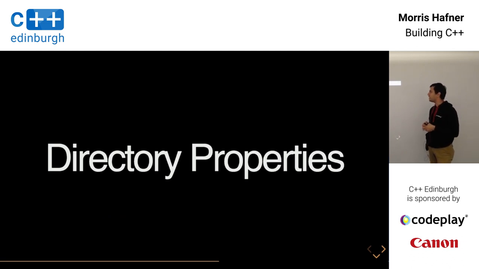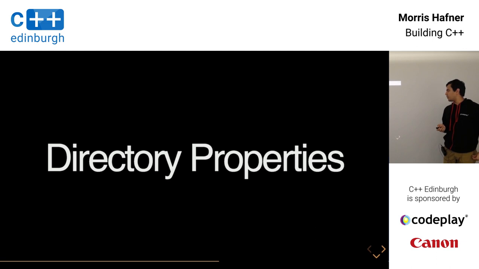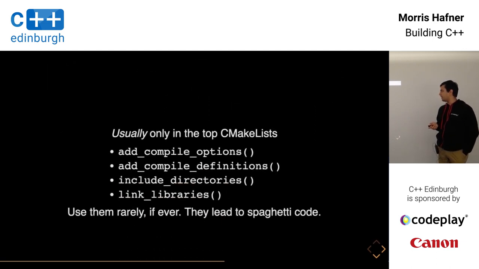Not only targets can have properties. You can also set properties on directories. And those are the functions that you usually use for that. Unfortunately, include directories is very popular. You should only use them in your top CMakeLists or somewhere in your root, and preferably never, because they just lead to spaghetti code. Because link libraries will link some library into every single target you define in your project, and you usually don't want that. Likewise with compile options and compile definitions and the include directories.